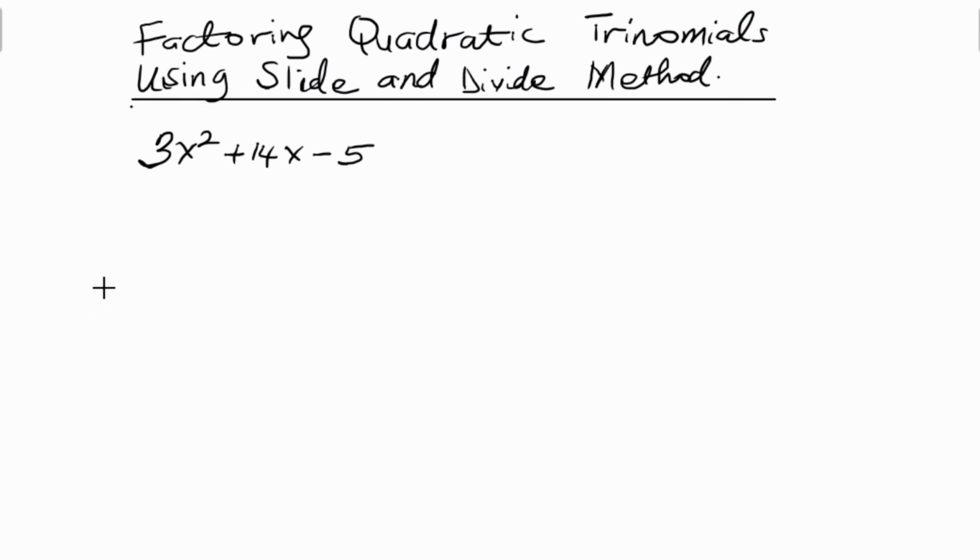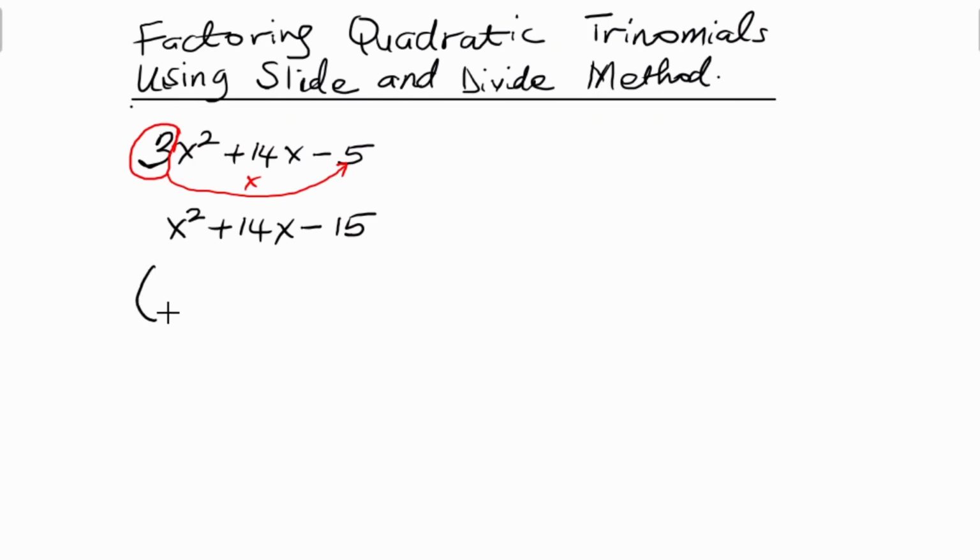The first thing we'll be doing is the slide part. Since the leading coefficient, or the coefficient of x squared, is not 1, we have to make it 1 by sliding it to the 5 and multiplying the two of them. That gives us a new expression, which is x squared, without the 3, plus 14x. Then 3 times negative 5 gives us negative 15. And then now we are going to factorize this.